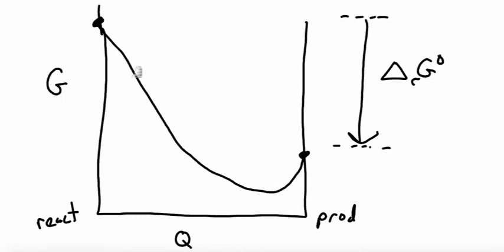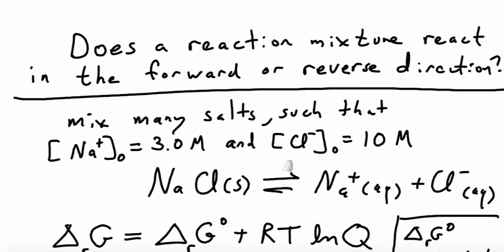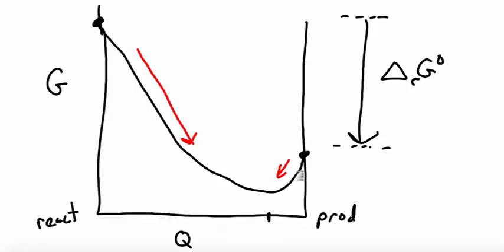So systems tend towards minimum G values. So that means if you're over here, you're going to go this way. And if you're over here, you're going to go this way. So if we look at our problem, where were we? We had these very, very high concentrations of chloride and sodium. So we had really high concentrations. So we were really far over towards the right of having a lot of product. So we were, say, here, I'll just draw a little dot and say we started off here.